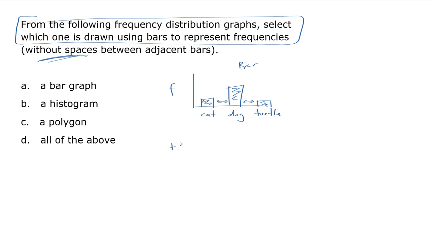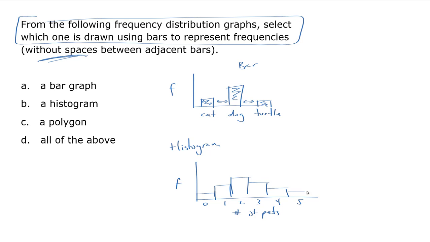Whereas a histogram, which is the other graph that uses bars, a histogram would keep track of something like maybe the number of pets in each house in a survey. And so we could have something like this, where we have, once again, bars. However, the bars are all sort of jammed in up against each other.